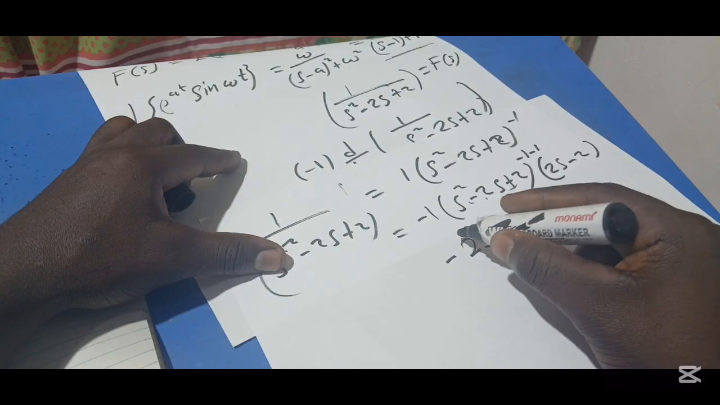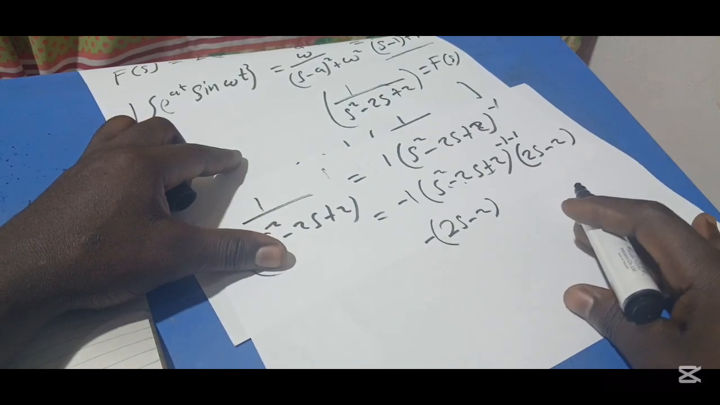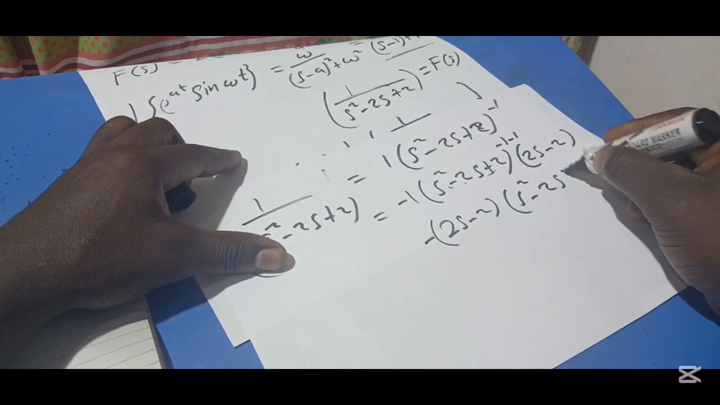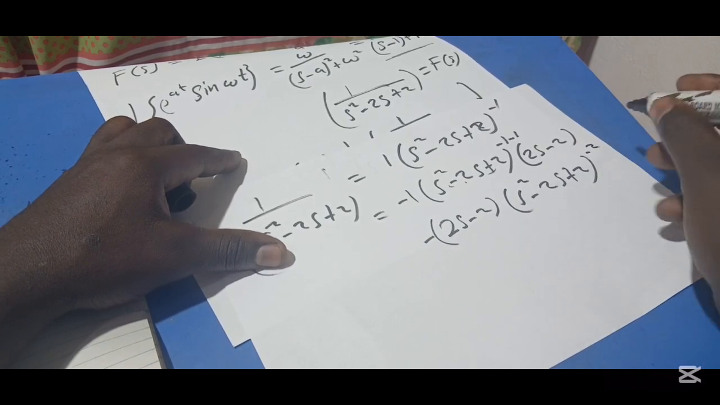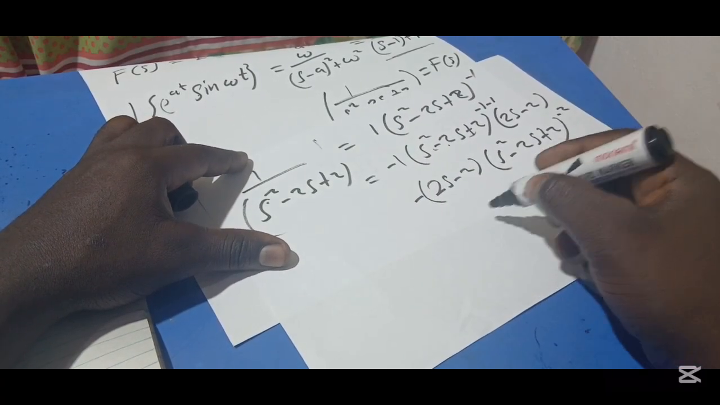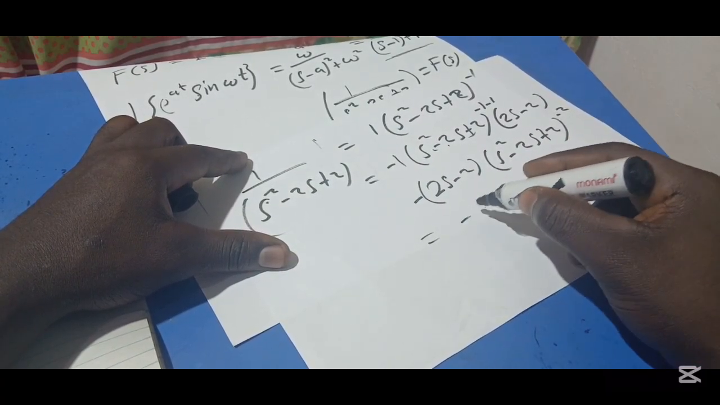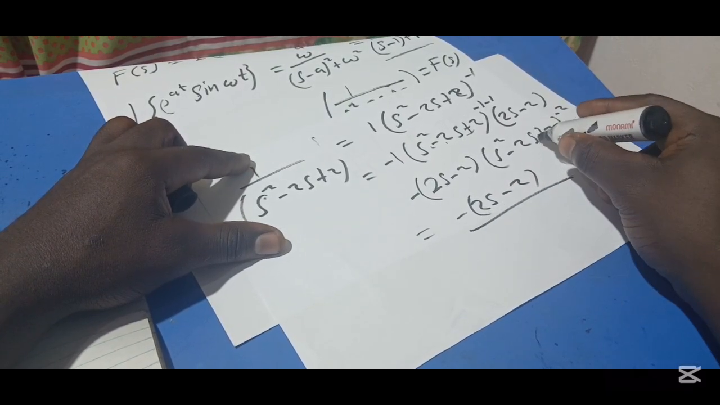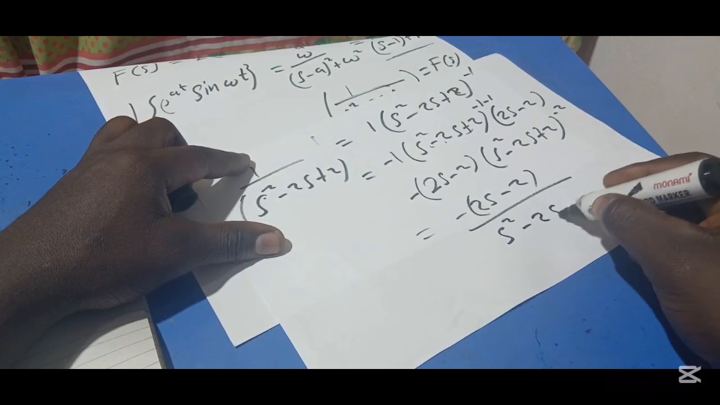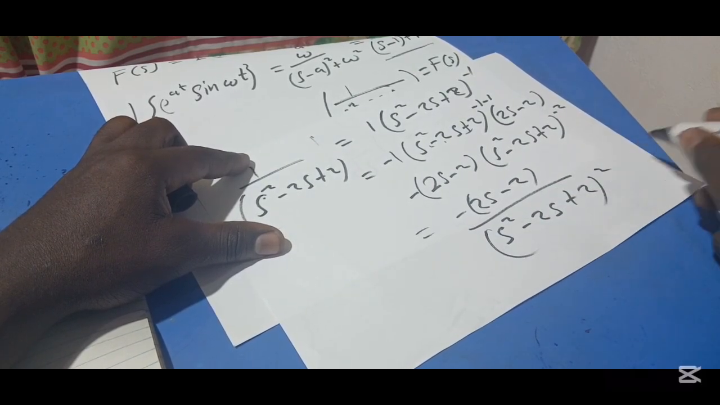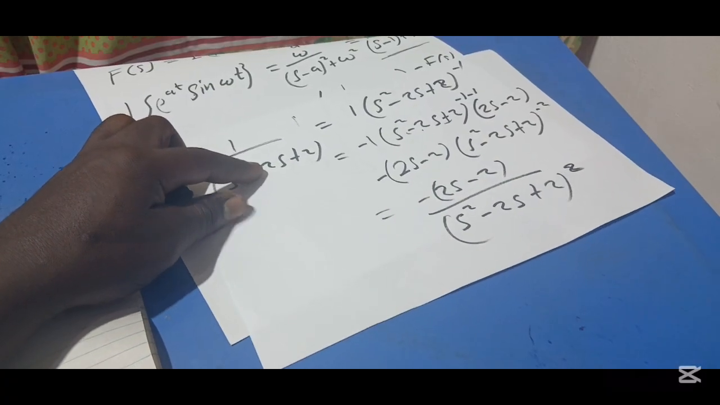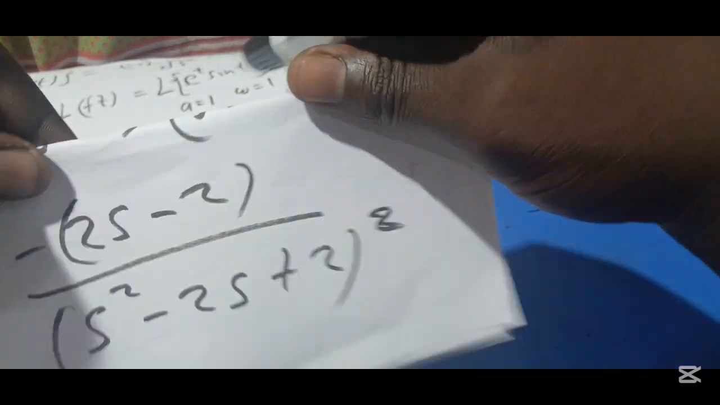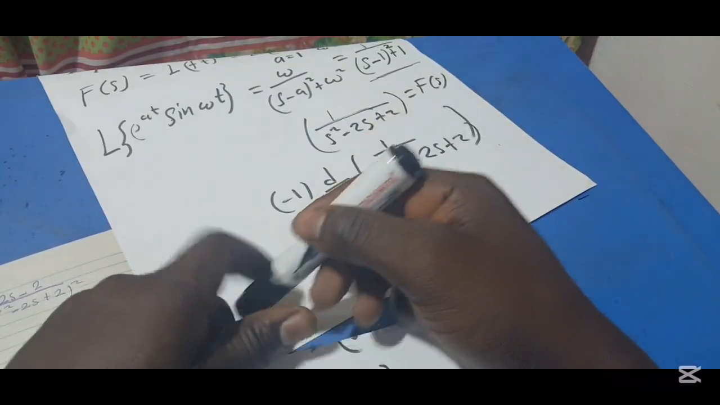minus 2s minus 2 times s squared minus 2s plus 2 to the power negative 2. So I can just bring it down. I'm done with this, so I can just send it back. 2s minus 2 all over s squared minus 2s plus 2 all to the power 2. As easy as that.